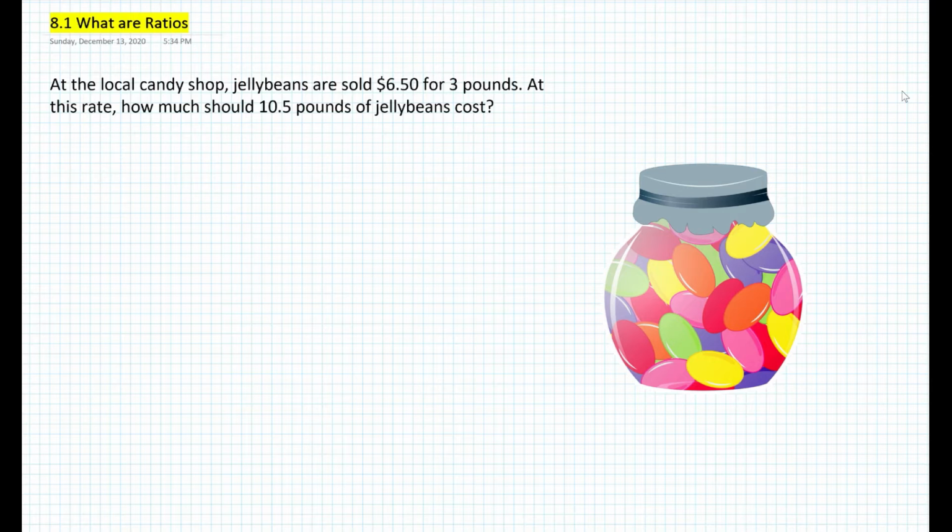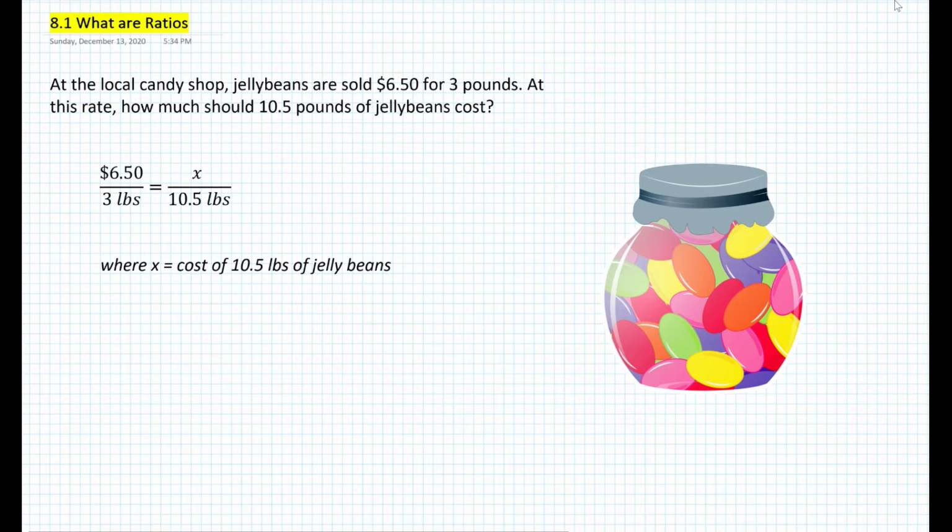Well, what we can do here is set up something called a proportion consisting of ratios. So let's do that. Here we can write that 6.50 over 3 is equal to x over 10.5. And obviously we can include the units here as well. Here we can say that $6.50 over 3 pounds is equal to x over 10.5 pounds, where x is the cost of 10.5 pounds of jelly beans. And if we keep it this way and do the dimensional analysis as well, we should end up with dollars.